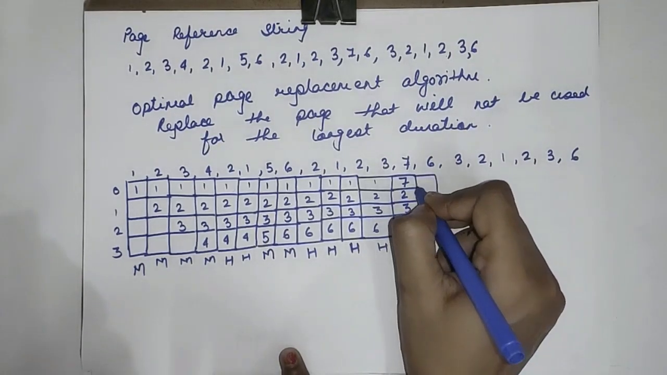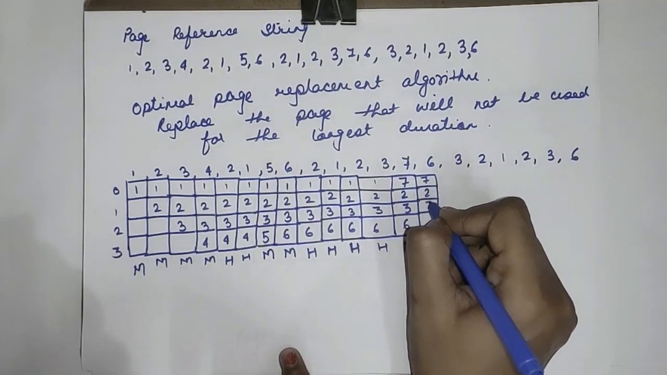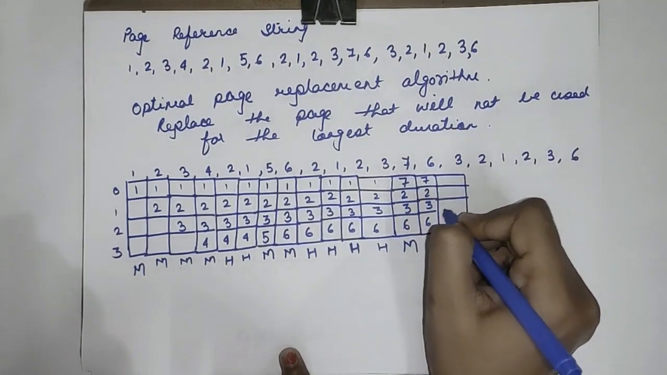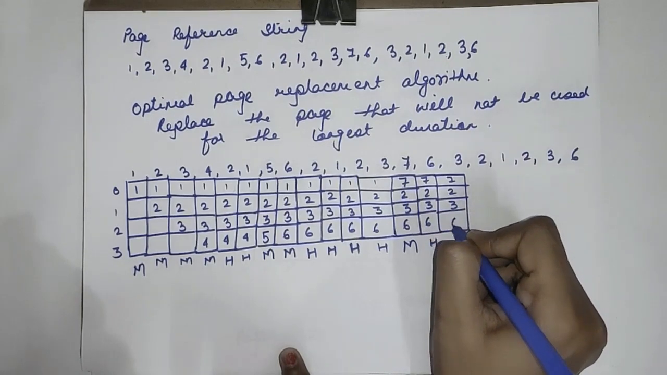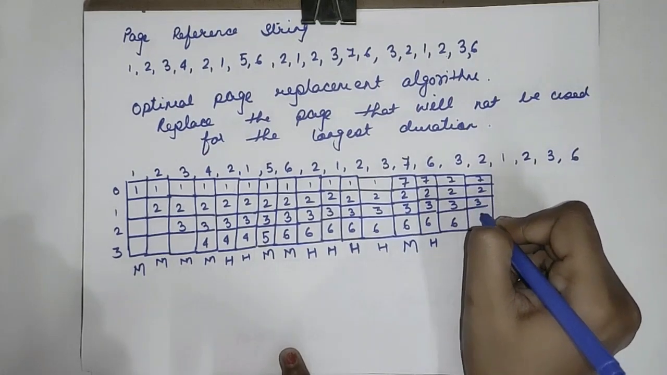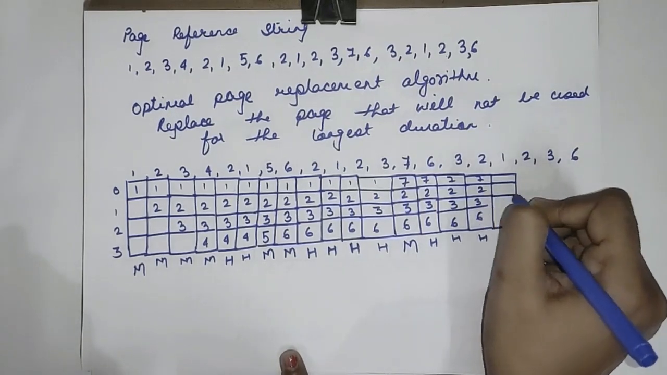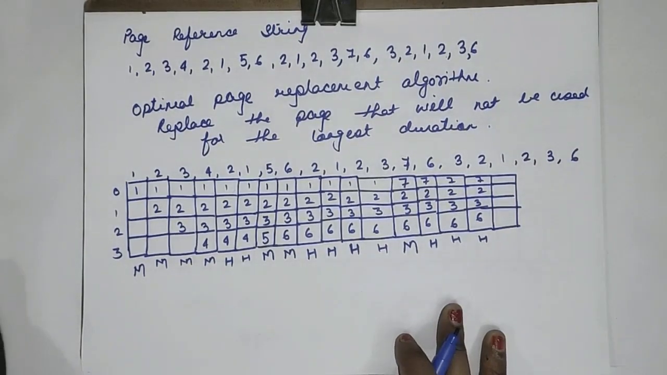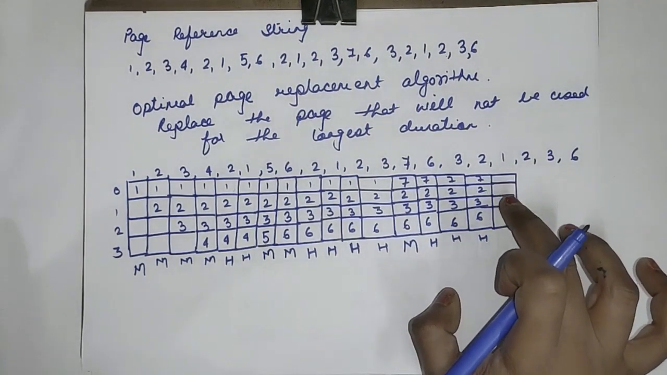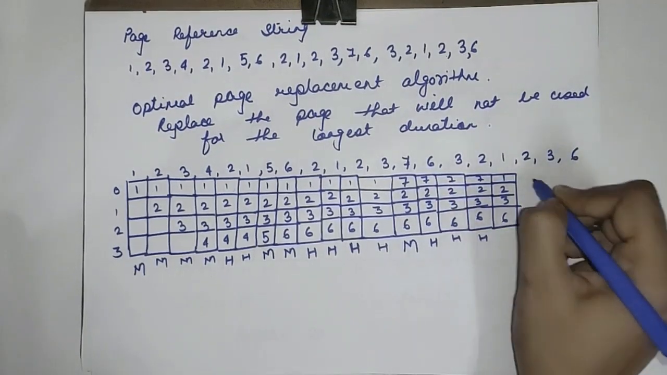Now for the next 3 pages, 7 is here, 6 is already present, so 2, 3, 6 you got a page hit. Next 3 is already present, so you got a page hit, 7, 2, 3 and 6. Then 2 is already there, 7, 2, 3 and 6, so you got a page hit. And next, you need 1 which is not present in memory. So I need to replace a page. I'll look into the future. 2 is required, 3 is required, 6 is required, but 7 is not required. So I'll replace 7 with 1, giving 1, 2, 3 and 6.